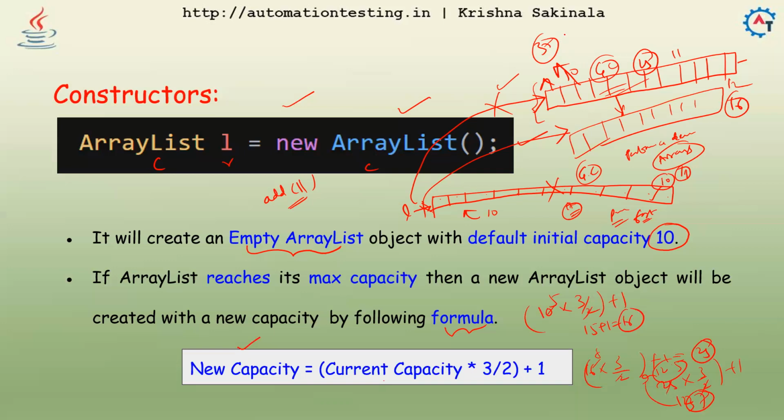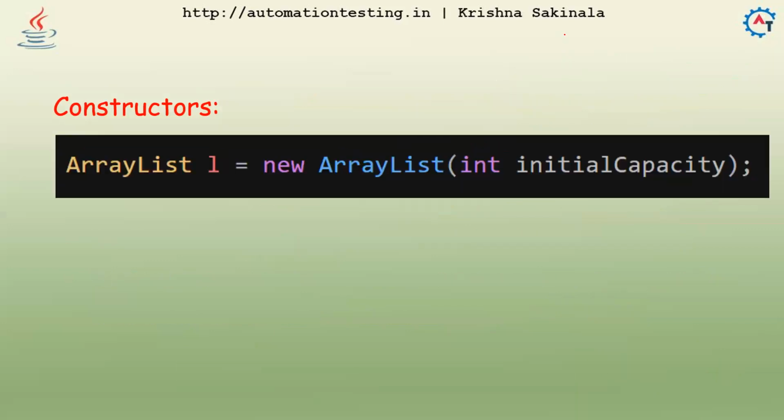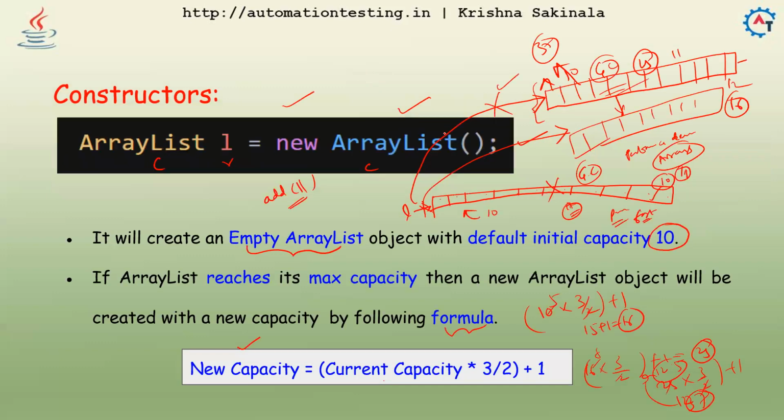This is one of the constructors: ArrayList l = new ArrayList(). Here is another one: ArrayList l = new ArrayList(int initialCapacity). If you know the capacity in advance, it is very similar to an array. If I am going to store 100 elements and I initially say 100, then the moment it is created, it will have 100 capacity. Otherwise, as we saw, first 10, then 16, 25, 37, something like that. It keeps increasing and needs to copy all the times.